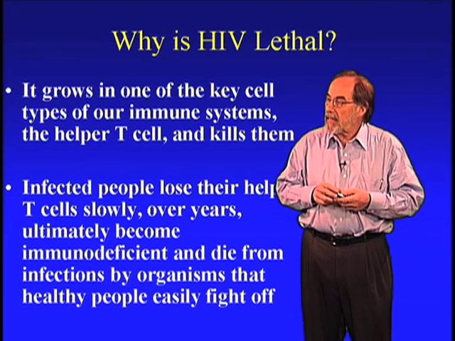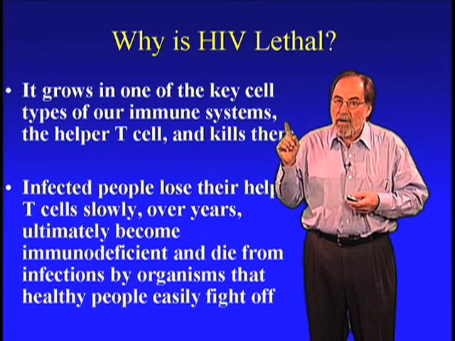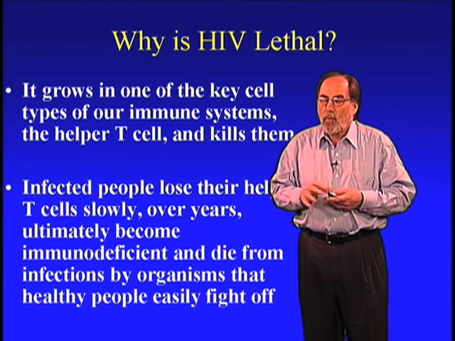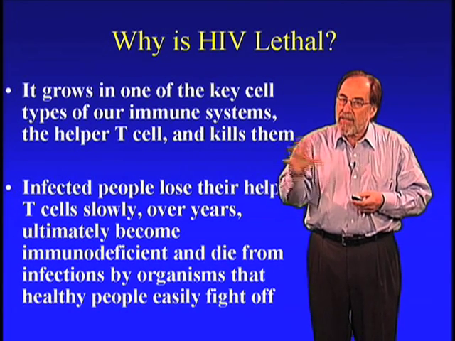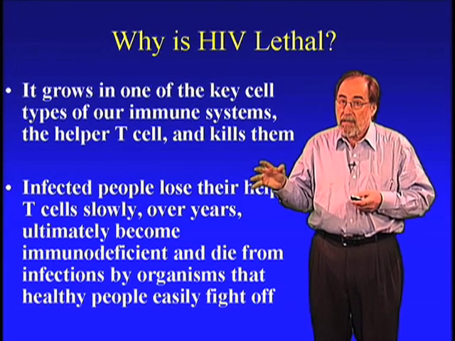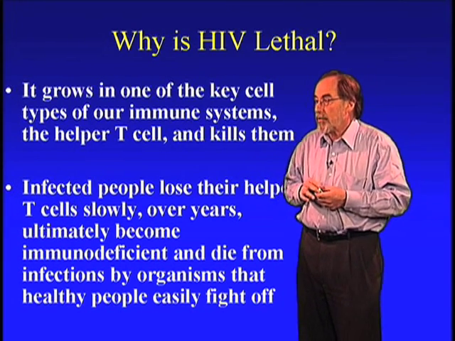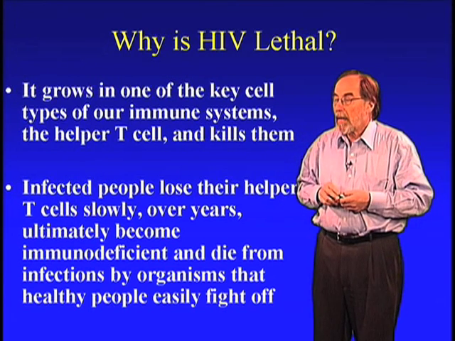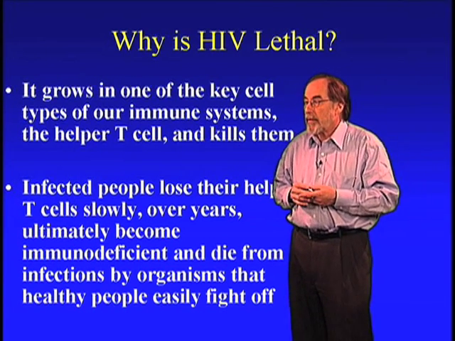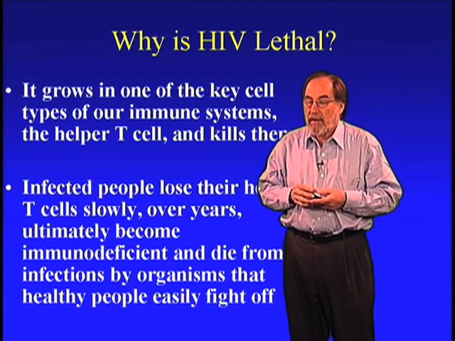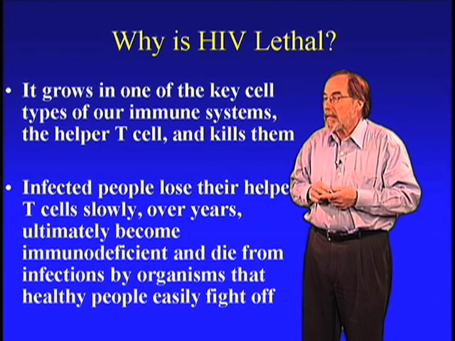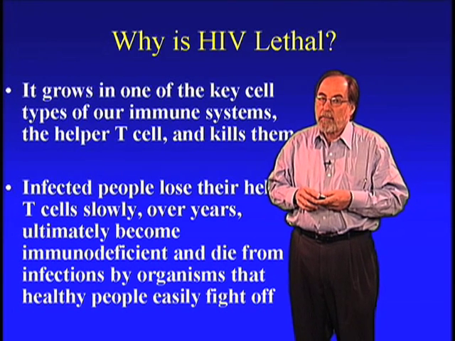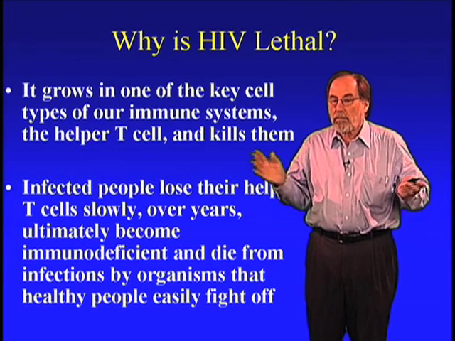So why is HIV lethal? Well, it grows in one of the key cell types of our immune system. So our immune system has lots of different cells in it, but one of them is a helper cell that helps everything else take place. And if you don't have helper cells, the immune system is pretty puny. And HIV has targeted itself on helper cells. So infected people lose their helper T cells over years, because it takes that long for the virus to get through the cells, and ultimately they become immunodeficient and they die from infections that are caused by organisms that healthy people would ordinarily just get rid of.